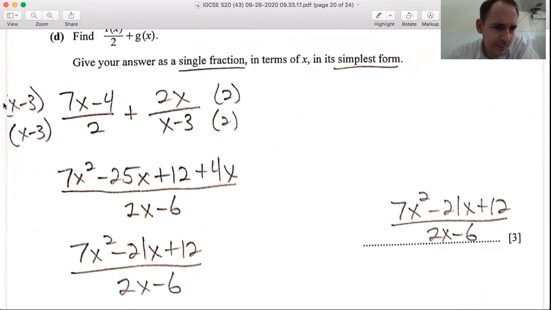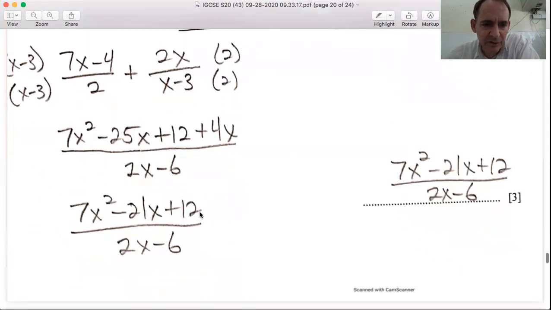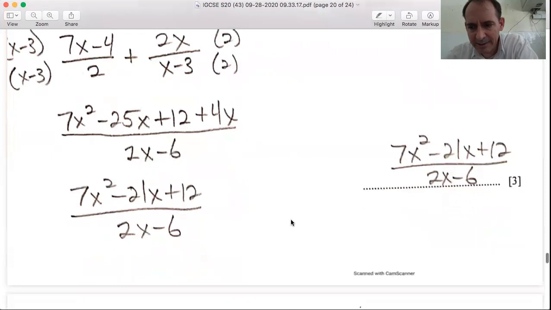On the top, you need to multiply out your x minus 3 times 7x minus 4, which is 7x squared minus 25x plus 12. And then multiply the 2 times 2x and get 4x. And when you simplify that, combining like terms, you get 7x squared minus 21x plus 12 all over 2x minus 6.